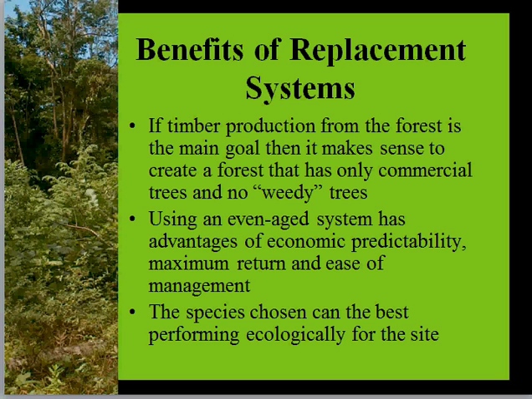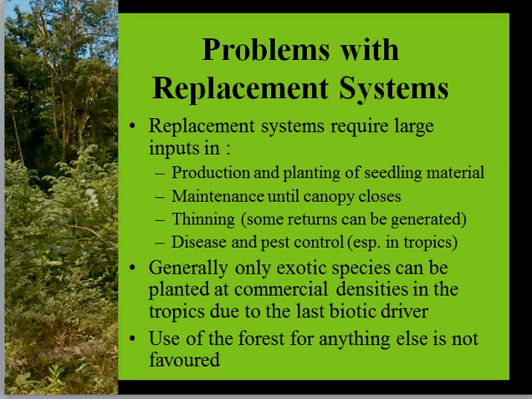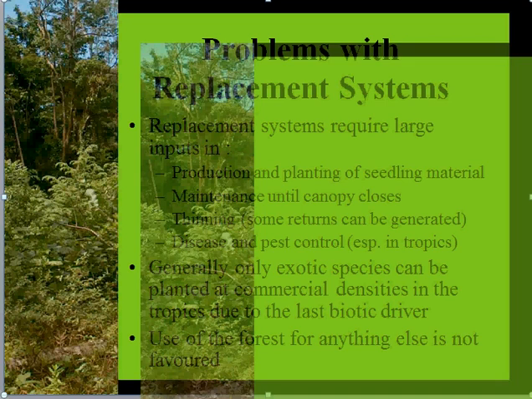Right, so there are problems with replacement systems, and that is why we don't have replacement systems and conversion systems going on in Trinidad forest today. The first problem with replacement systems is that they are capital intensive. They require large inputs in terms of production and planting of seedling material. So you need to have nurseries with lots of staff and lots of seedlings to produce the seedling material which supports these replacement systems. So production and planting of seedling material requires quite a lot of inputs.